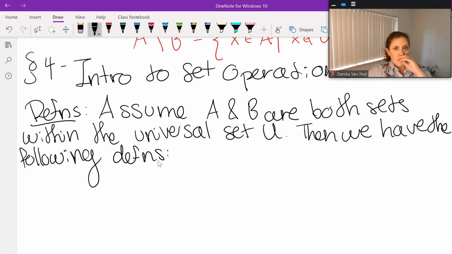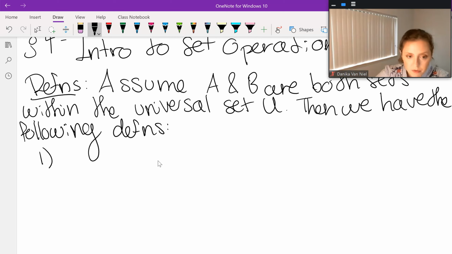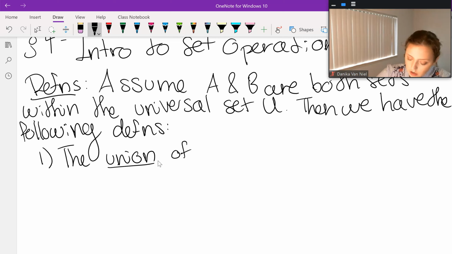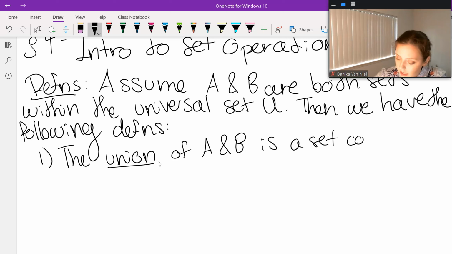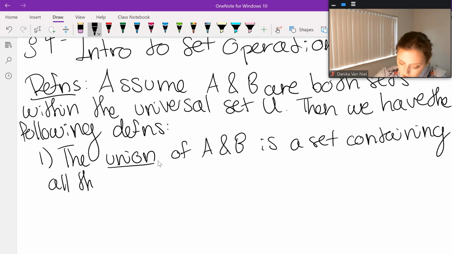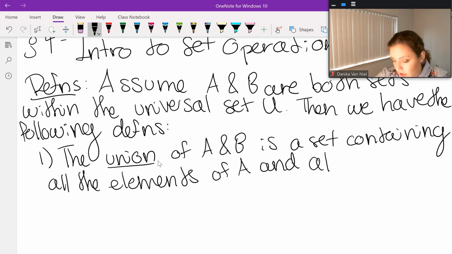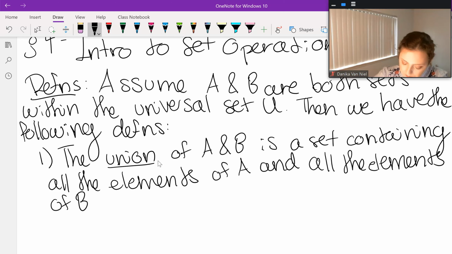Universal set, all that really means is A and B are both contained in it. So let's say A and B are both intervals on the real line. All it means is that U contains A and B. The union of A and B is a set containing all the elements of A and all the elements of B.